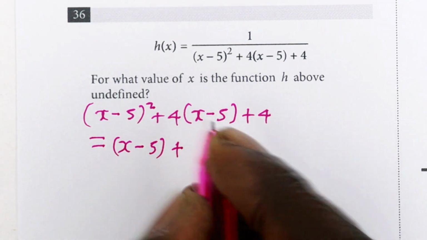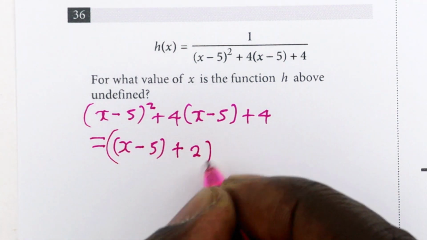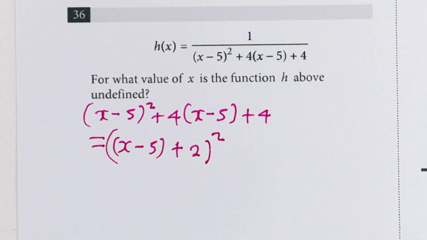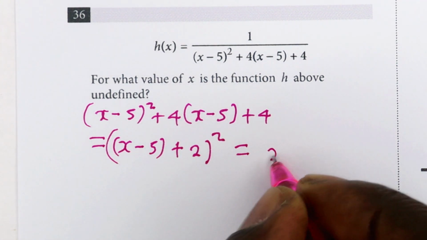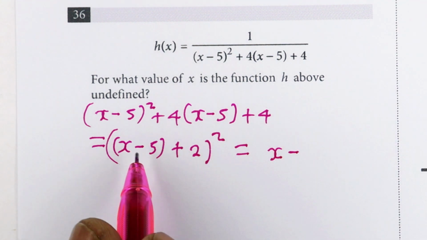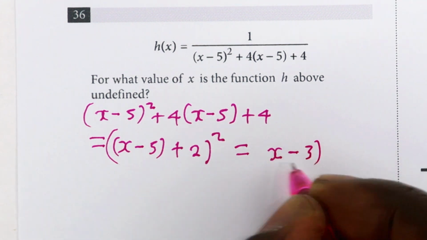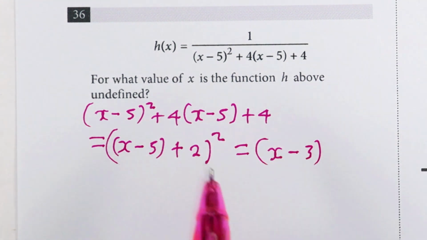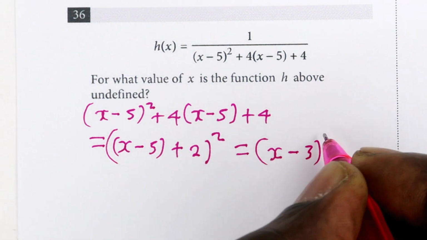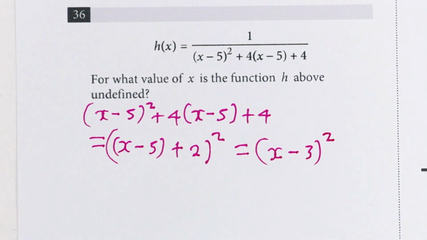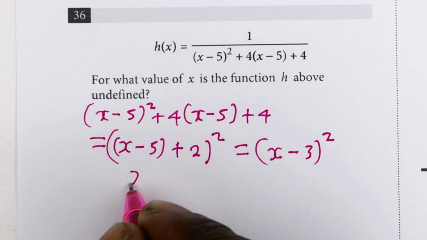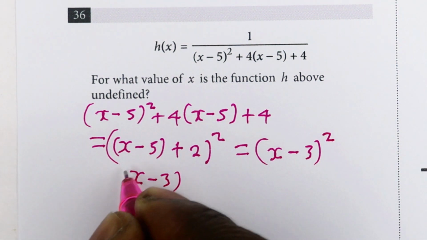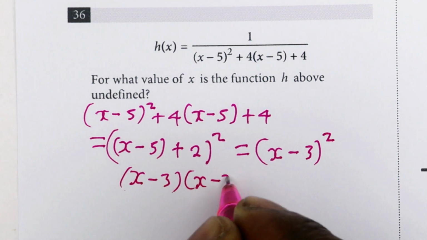plus 2, squared. So that is what we have, which you can simplify. And if you simplify that, you're going to get x minus 5 plus 2 is minus 3. So if you use the quadratic identities to simplify this, you'll find it is the same as (x minus 3) squared. And that is the same as (x minus 3)(x minus 3).